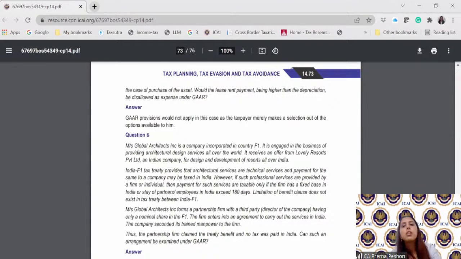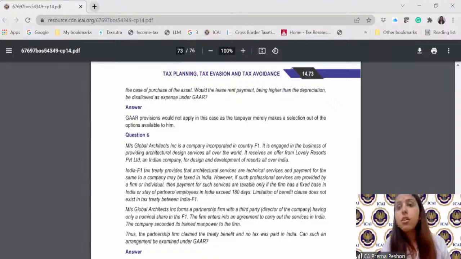Okay. So understand one thing carefully: the firm was incorporated just to take the benefit. If the firm is incorporated, it will be taxable. The technical services will be taxable only if there is a fixed base. So yes, the main purpose of the transaction was to get the tax benefit. Yes, Malvika, correct. Yes, Jayadev.